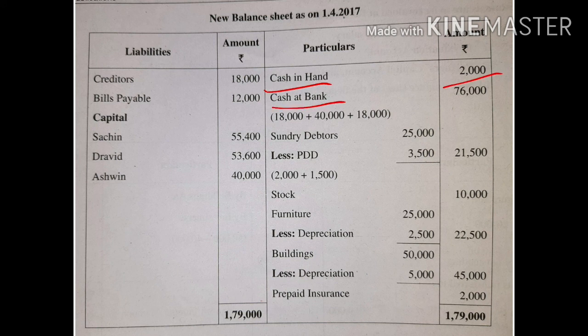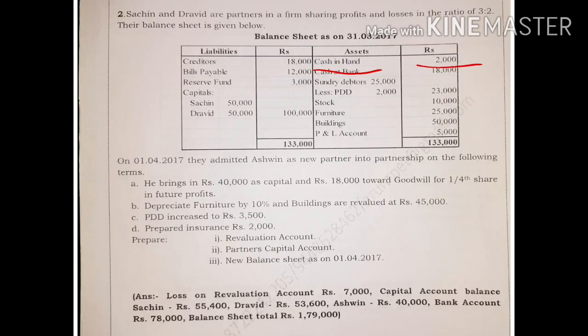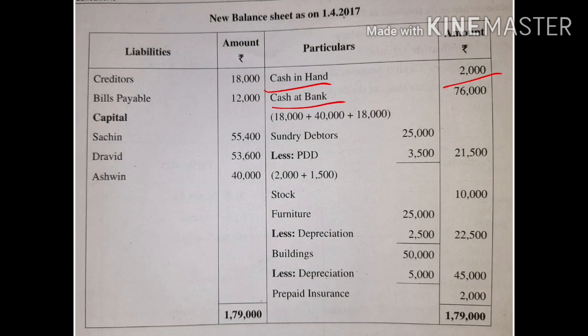Next, cash at bank. How much? 18,000 cash at bank, opening balance 18,000. So 18,000 plus 40,000, that is the capital, plus 18,000. It is the goodwill brought by the new partner. So total now the cash balance how much? 76,000.